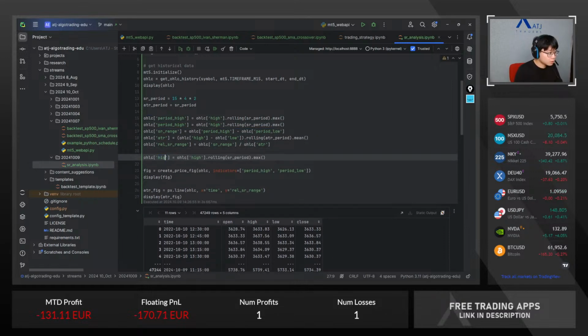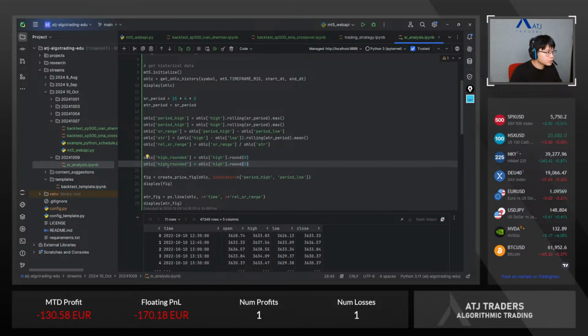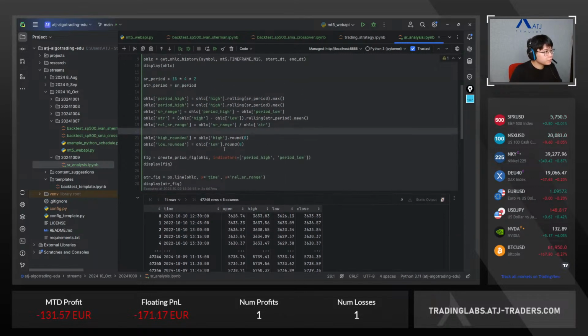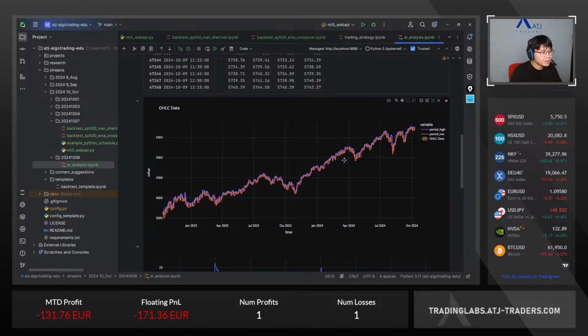Here I will do high rounded, which is basically our high value, and then we round it to 0 decimal places. And then low rounded is the low, and we also round to 0 decimal places. So if we try to compute now the support and resistance range based on these new rounded values, maybe what we get is a value.